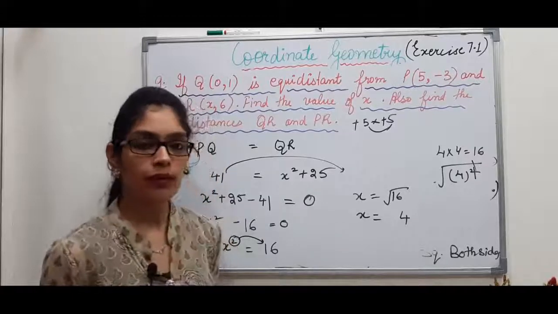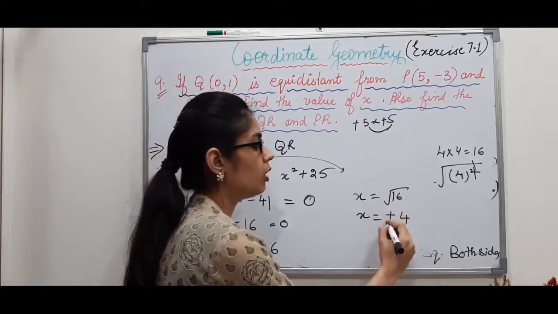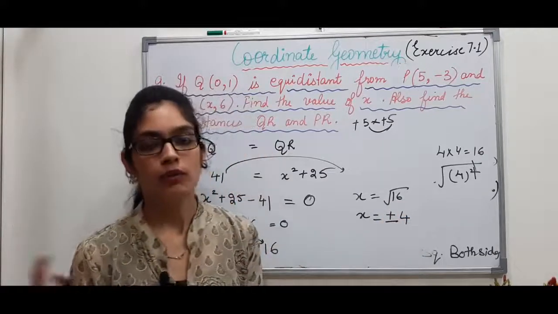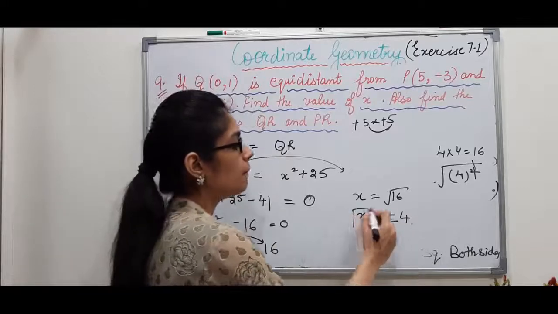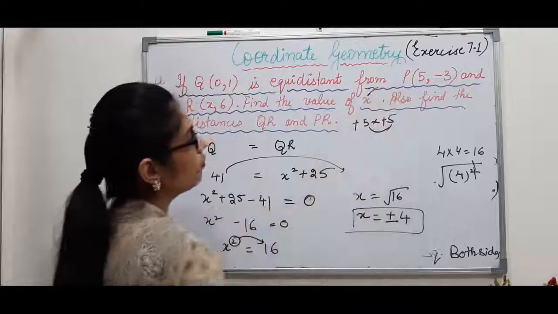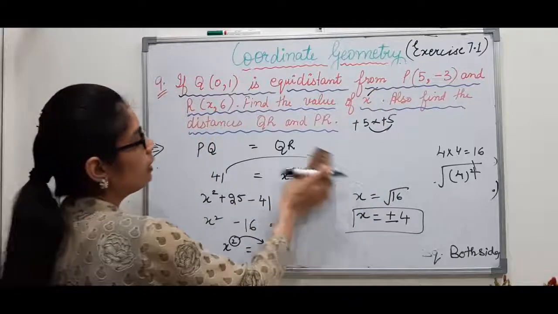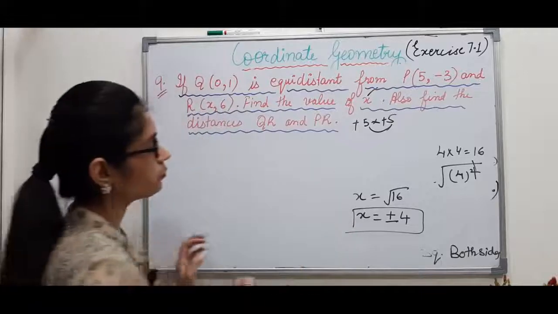Whenever you get any value which is under a root, that will always have two signs. It can be positive also and it can be negative also. So x will be equal to plus minus 4. Now we have found the value of x, it is plus minus 4. Now let's move towards the next part of this question.